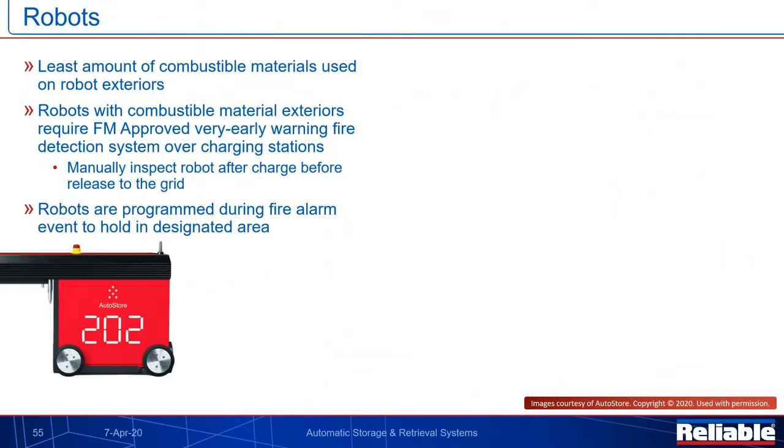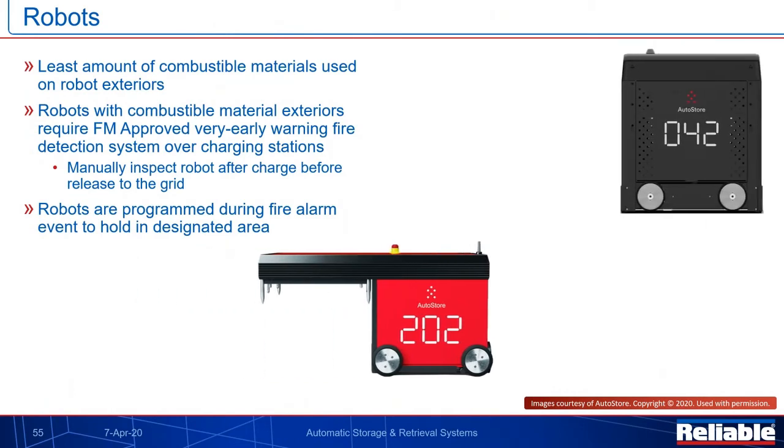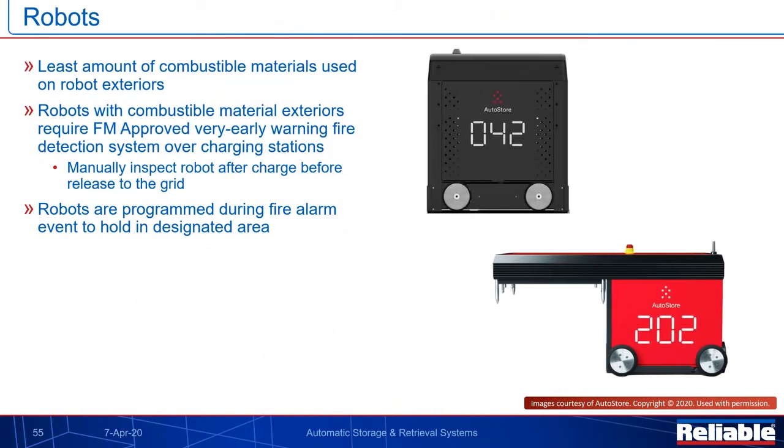The robots bring their own challenges. First of all, we want to make sure that they have the least amount of combustible materials used on the exteriors. We know that the Ocado fire started because there was plastic located next to the charging ports that happened to ignite. So if we can get rid of that, that makes these robots less of a fire hazard. We know that this fire previously happened where the robots were charging. So for that reason, a very early warning fire detection system should be used over top of the charging station.